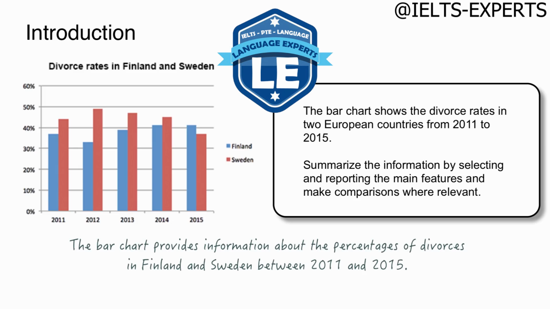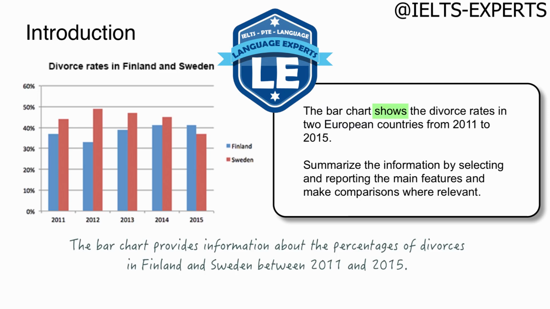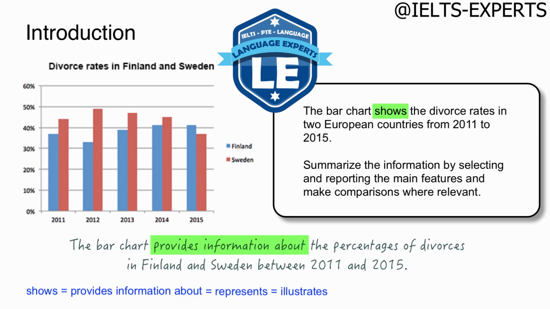You can notice that I did not change the name of the chart. And you should never change the name of your graph either. Remember, table is a table, bar chart is a bar chart, and line graph is a line graph. So I kept the bar chart. Next we have the verb shows. And verbs can always be paraphrased. In our case, the verb shows was replaced by provides information about. We could also use such synonyms as represents or illustrates.